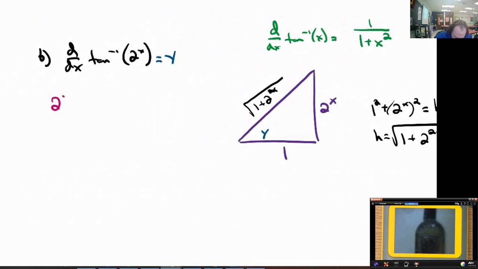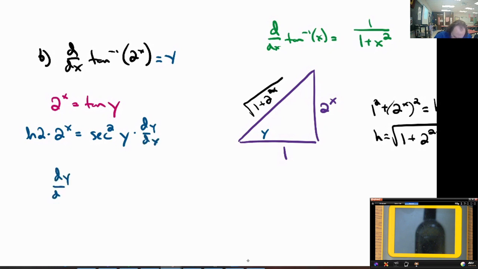We know that 2 to the x, let's see, I've got to think about this for a minute. Yeah, 2 to the x equals the tangent of y. And then if we take the derivative, the natural log of 2 times 2 to the x is the derivative on the left, and the secant squared of y is on the right, times dy/dx. It's implicit differentiation. Finally, if you do the division, dy/dx is going to be the natural log of 2 times 2 to the x, which is the derivative of 2 to the x, all divided by the secant squared of y.